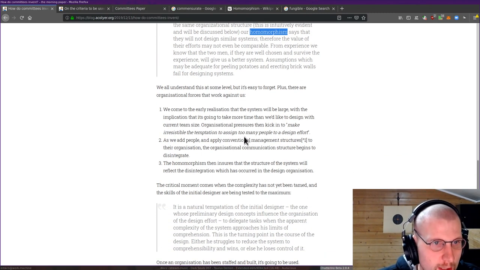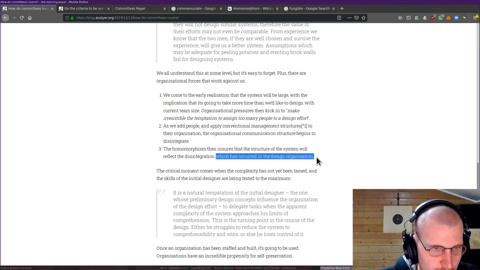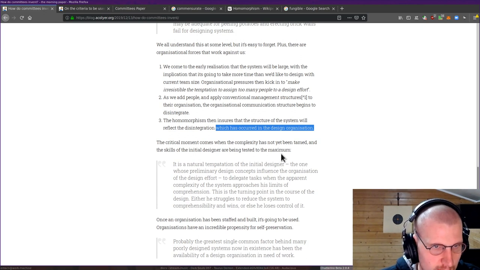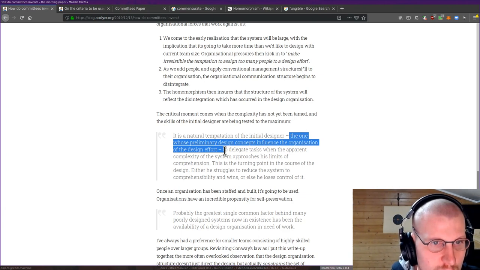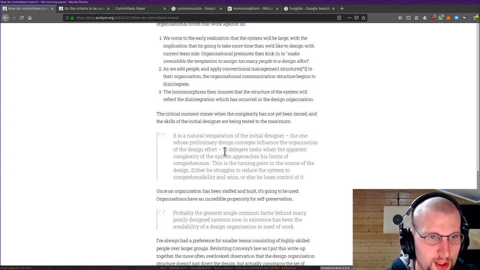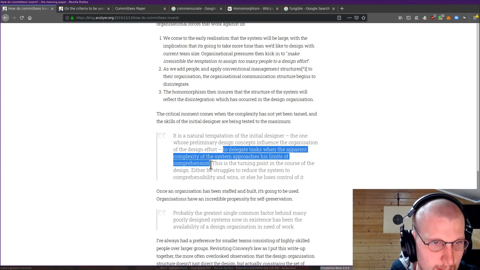As we add people and apply conventional management structures to their organization, the organizational communication structure begins to disintegrate. The homomorphism then ensures that the structure of the system will reflect the disintegration which has occurred in the design organization. The critical moment comes when the complexity has not yet been tamed, and the skills of the initial designer are being tested to the maximum. It is a natural temptation of the initial designer, the one whose preliminary design concepts influence the organization of the design effort, to delegate tasks when the apparent complexity of the system approaches his limit of comprehension. This is the turning point, of course.